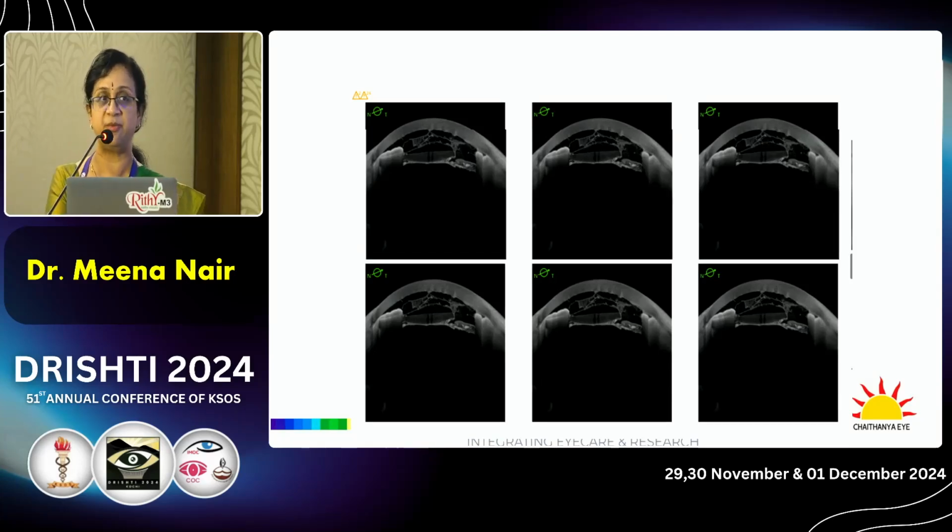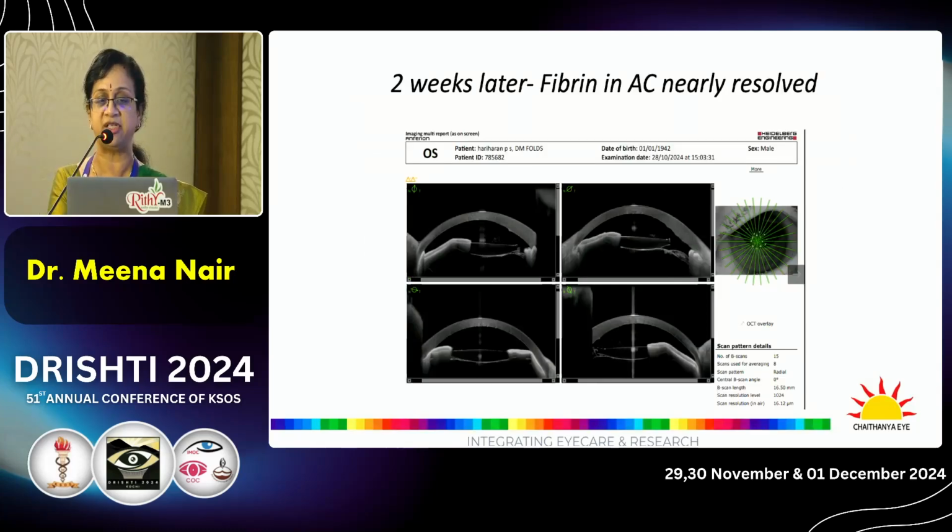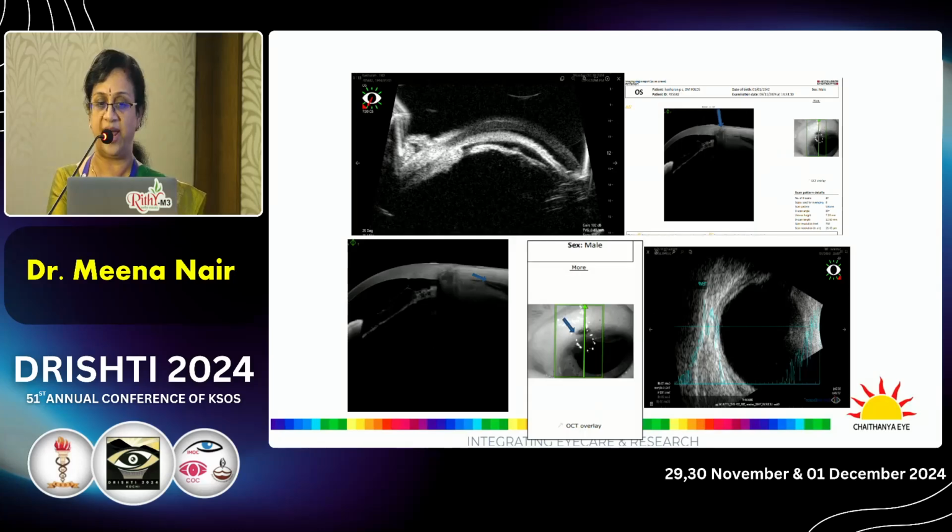So a course of systemic steroids along with topical steroids was given, and in 2 weeks' time, the entire anterior chamber had cleared up, but the intraocular pressure was still 0. And then what to do next? So a UBM was done, and you could see the supraciliary effusion there, which could explain some amount of the low IOP.